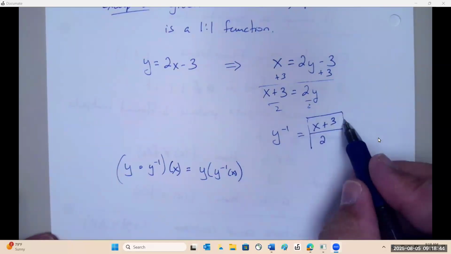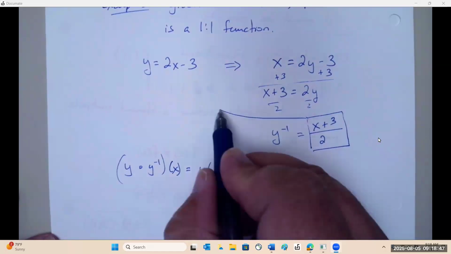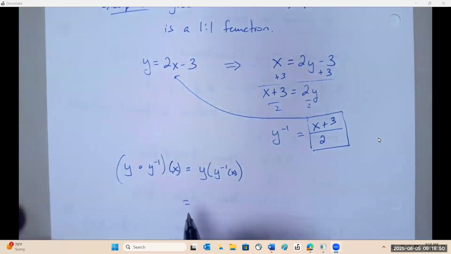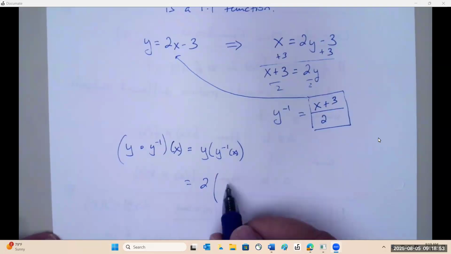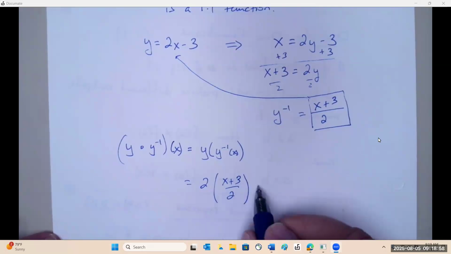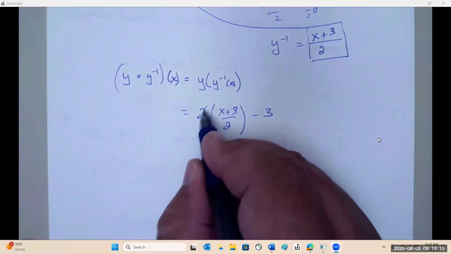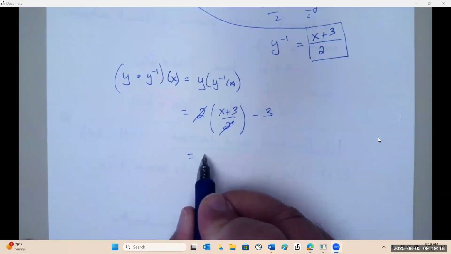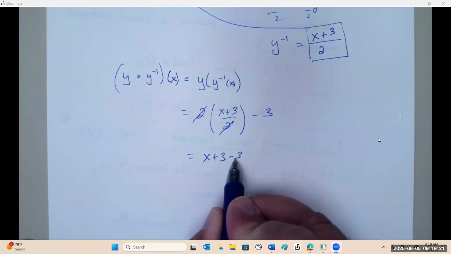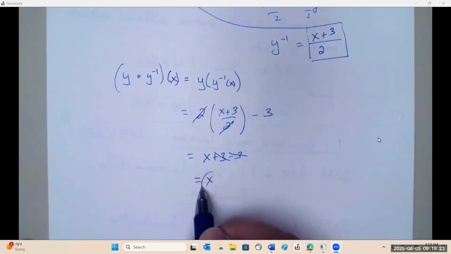So we take our inverse function, and anywhere we see an x in our original function, plug it in there. So we have 2 times x, which is x plus 3 over 2, minus 3. The first thing we've got to do is simplify. Before you multiply fractions, can anything cancel? Yes, the 2's cancel, which gives us x plus 3 minus 3. The 3's cancel, which leaves us x.